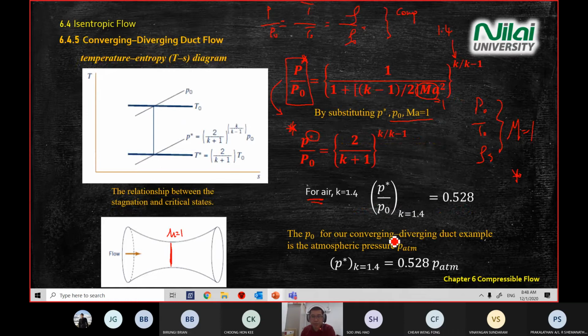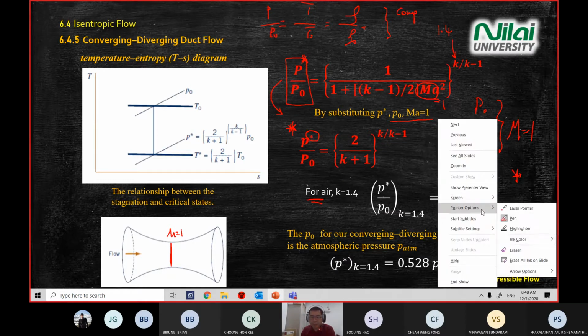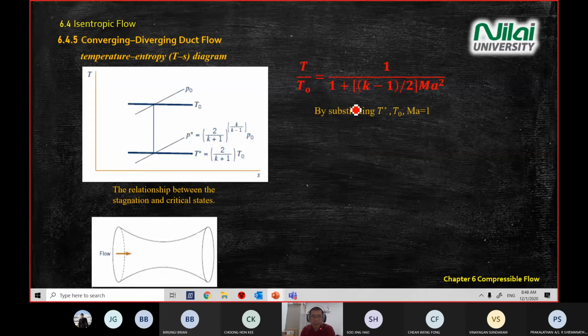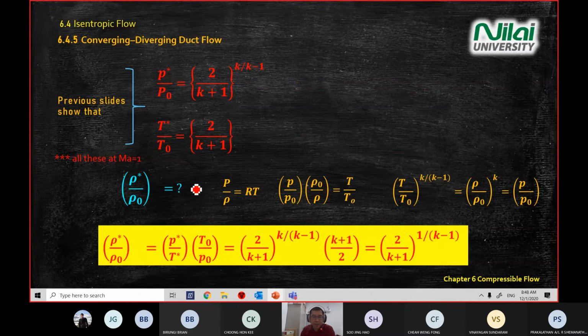This is just an illustration of what happens if you are using air. You just substitute 1.4 for air and Mach number equal to 1 in your equation. Yes, there are two important points for this morning. You can see this is a temperature scenario, and then we convert.